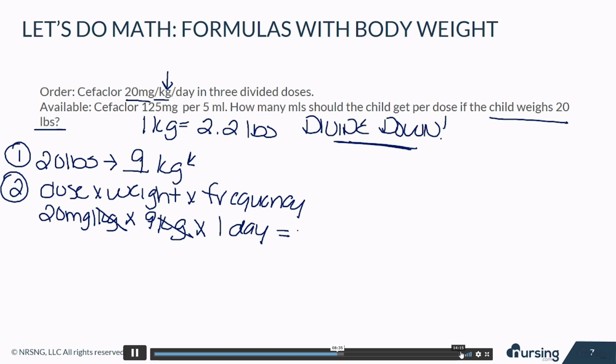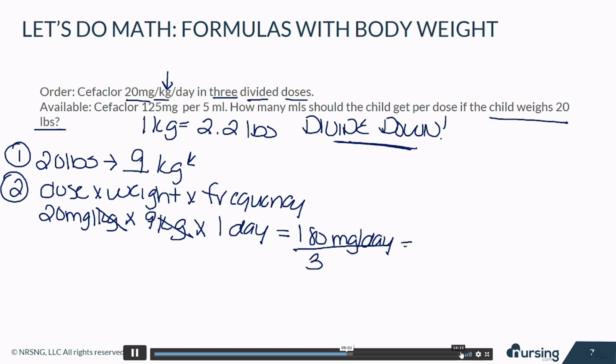Okay, if you did the math correctly, you should have 180 milligrams per day. But we're not done yet, guys, because, going back to the question, we're looking for 3 divided doses. So we're giving this medication 3 times a day. So now we're going to divide by 3.